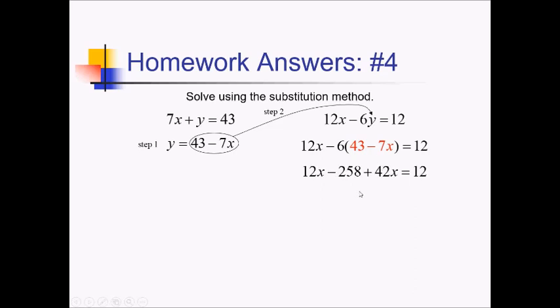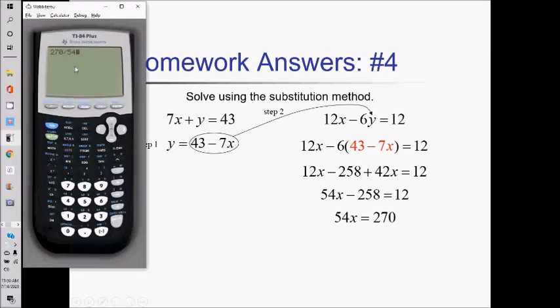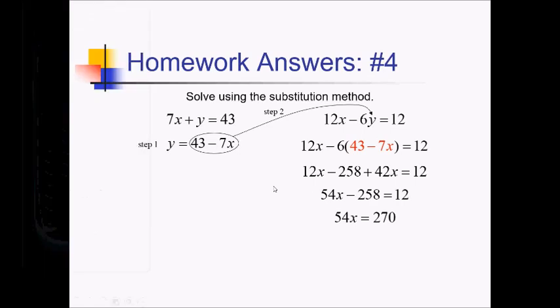Combining like terms now, 12x plus 42x gives me 54x on the left side, along with that negative 258. Now let's get that 258 over to the right side by adding it. So that's going to give me 270 on the right side. And what's 270 divided by 54? Well, I'm not really sure, so let me go to the calculator. So 270 divided by 54 comes out, oh, that's nice, just 5. All right, so we have x equals 5.